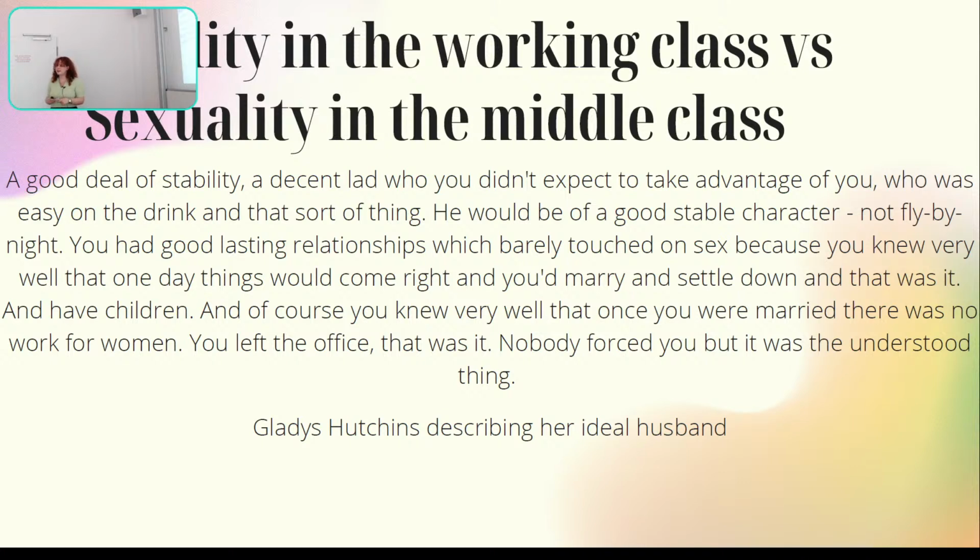Middle-class women were educated, but usually did not have the possibility to work after marriage because they were expected to be a caretaker for their home, for their family, for the children. And they were also expected to have children, so child-free marriage was not really in the picture.